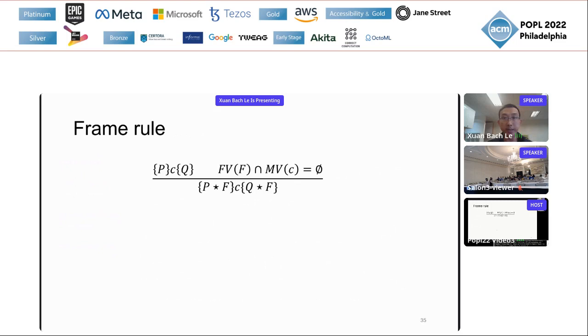So here is our rule, and you can realize that it is actually identical to the frame rule for heap-manipulating programs. Briefly speaking, the rule says that if we have the triple {P} C {Q}, then we can attach the frame predicate F to the pre and post conditions of the triple, given that the program C does not modify the free variables in F.